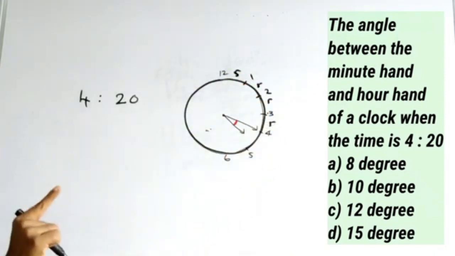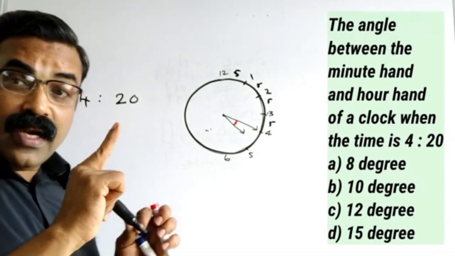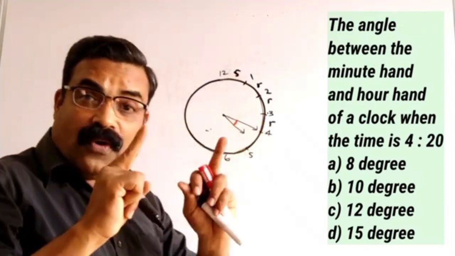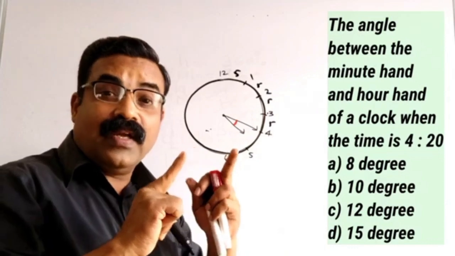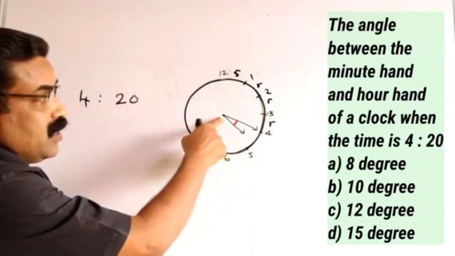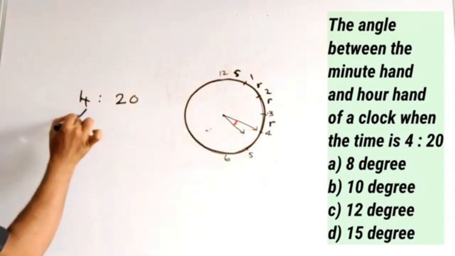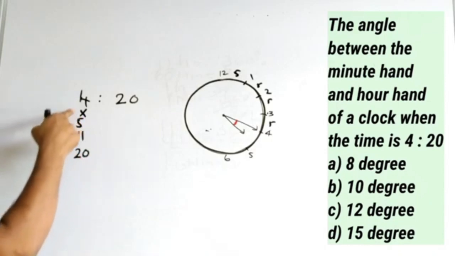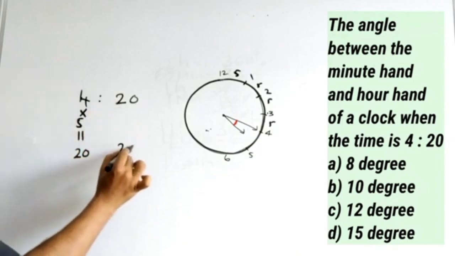What we are going to do now is convert this 4 also into minutes, by multiplying 4 by 5, because we are not finding the time here, we are finding the angle. This needle is just after 4. So multiply this 4 by 5, we get 20, and the minute here is also 20.